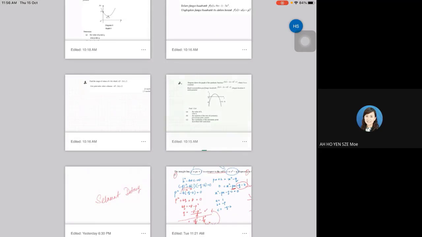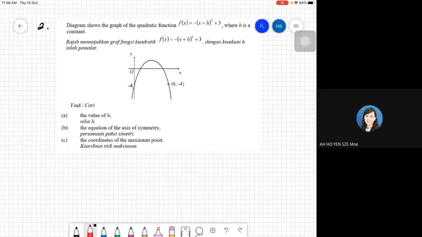Okay, the second one, the second question. Okay, this one is a popular question, it comes up in the exam also. Okay, which actually you no need to do a lot of working. Actually, you can go directly to get the answer from the given information. Okay, so actually you just have to refer to the graph. Okay, refer to the graph. Okay, rujuk pada graph yang diberikan.